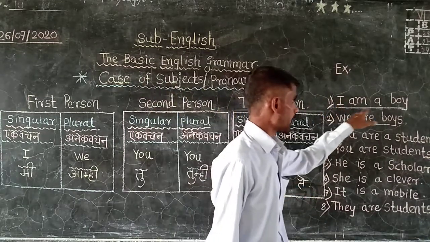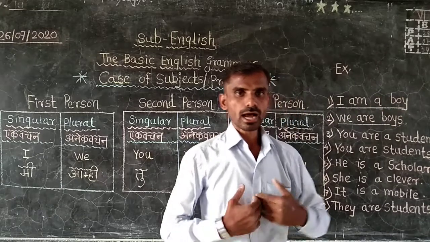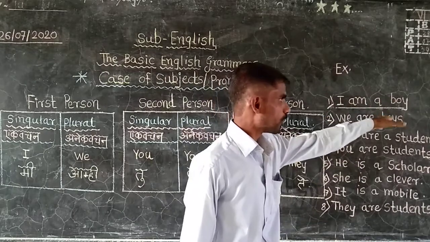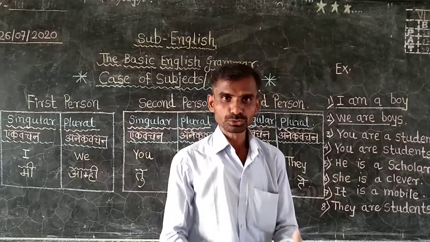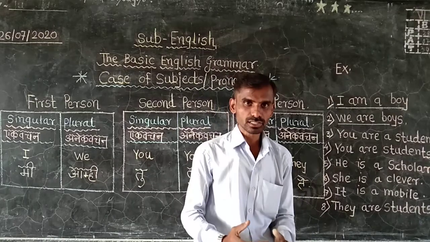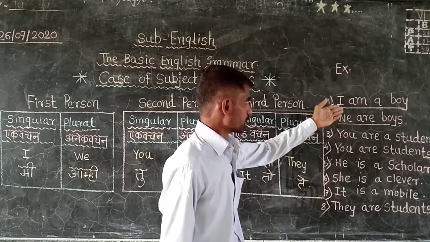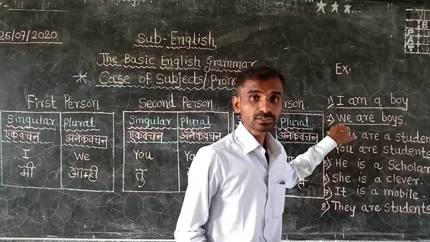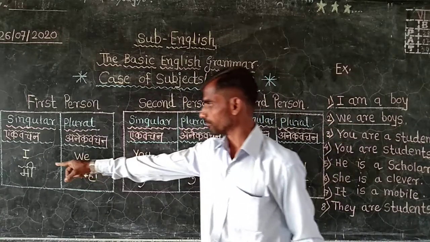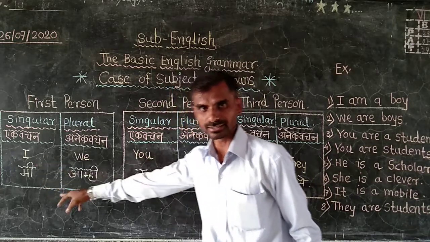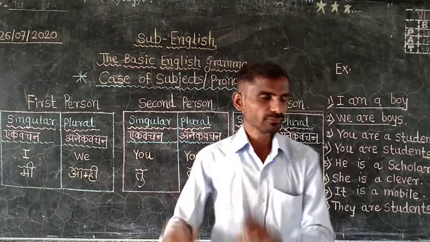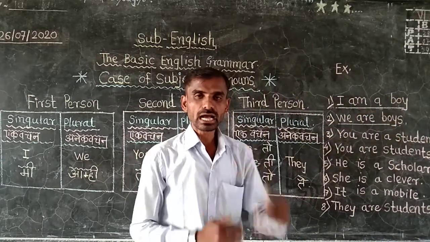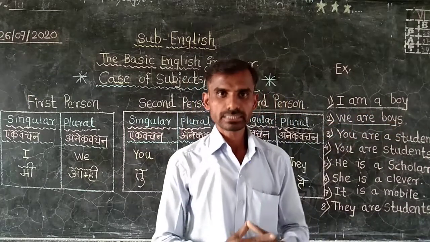First is I am a boy. Whenever I have to talk about myself, that time I have to say I am a boy, or I am a student, or I am a teacher. Now check out the plural case of first person singular. The plural case is we. We have discussed the first person singular I, and its plural case is only we, and therefore the examples are we are boys, or we are students, and we are teachers.